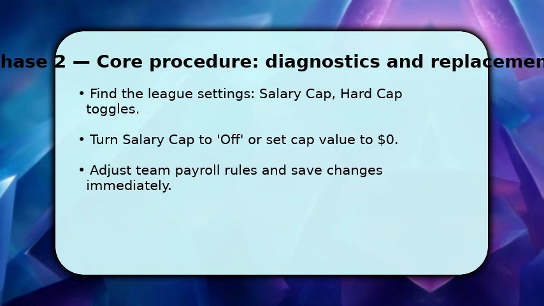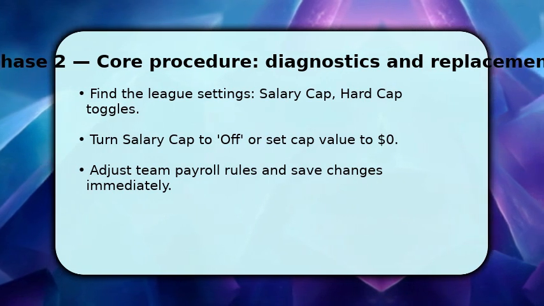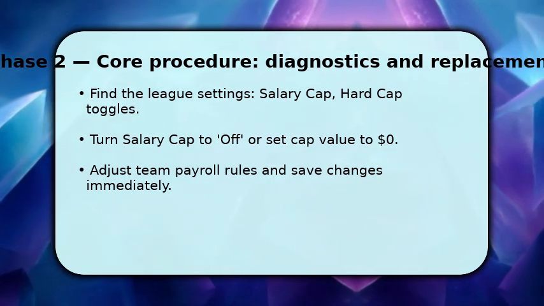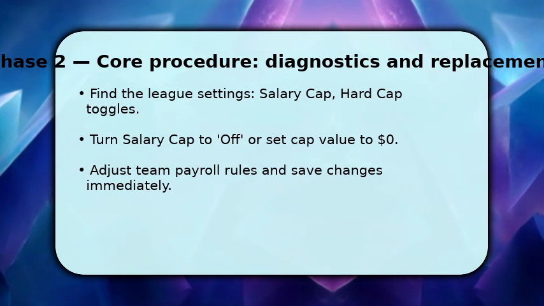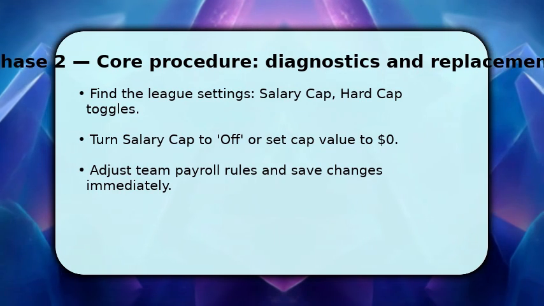Then, check Team Payroll Rules, disable Luxury Tax and Automatic Cap Smoothing. Once you apply, save the league configuration. Doing this lets you sign free agents without cap penalties, so you can manage rosters freely in progress.